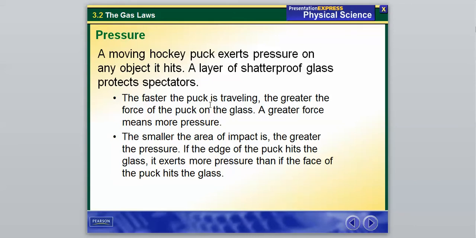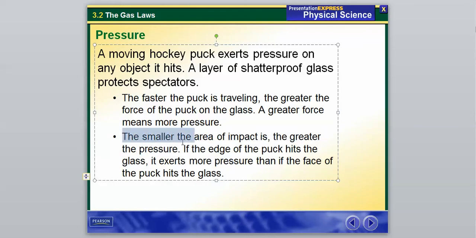If someone hits a puck at 10 miles an hour compared to 100 miles an hour, when it hits the glass at 100 miles an hour, the force of that moving puck means there's going to be more pressure on the glass. So the faster you move, the more pressure you feel. Another really important thing is that the smaller the area of impact, the greater the pressure. If the edge of the puck hits the glass, it exerts more pressure than if the face of the puck hits the glass. This might seem a little backwards. You might think, well, the more space it comes into contact with, the more pressure there is.